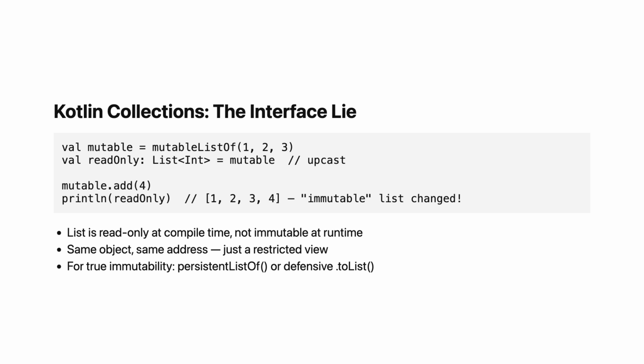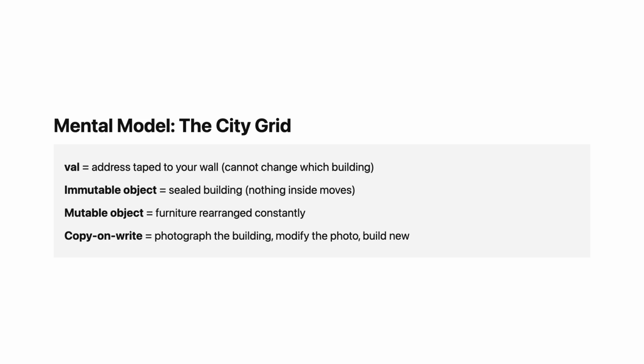If you truly need an immutable list at the runtime level, you need something like Kotlin's persistentListOf, or you need to defensively copy with list.toList(), a real copy that nobody else holds a reference to.